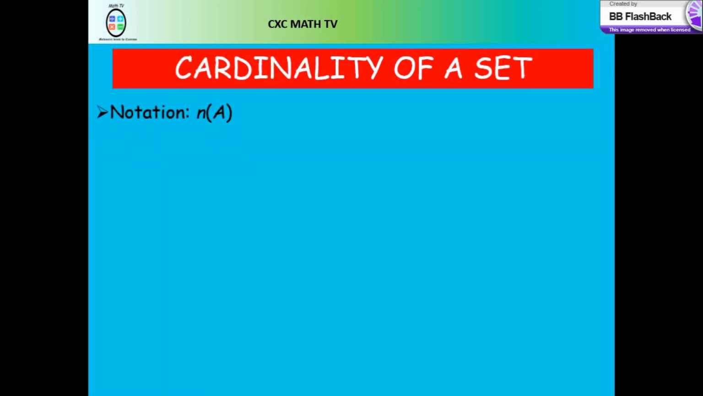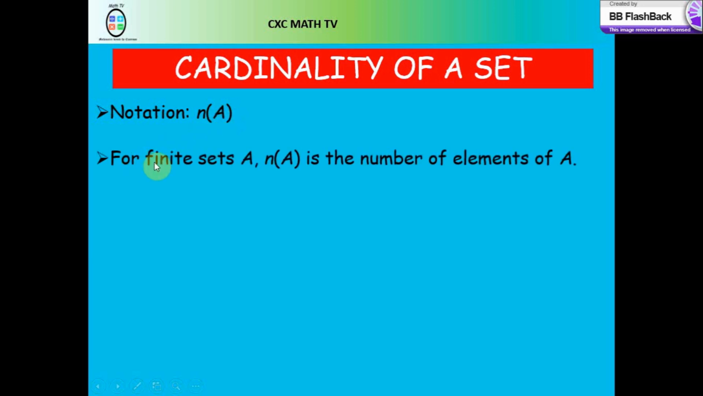Next thing we want to talk about is cardinality of a set. This is the common notation that you'll see for cardinality of a set, or counting the elements of the set. The common letter n means number of elements. The bracket here means number of elements inside of the set A. So for finite sets, n(A) means the number of elements inside of set A.